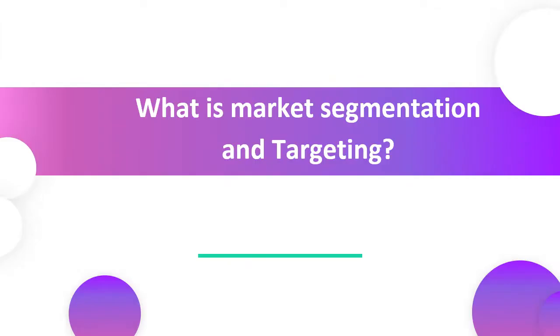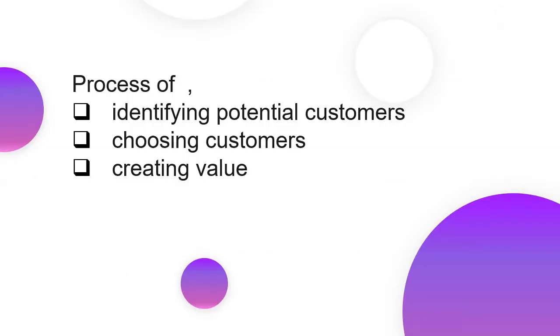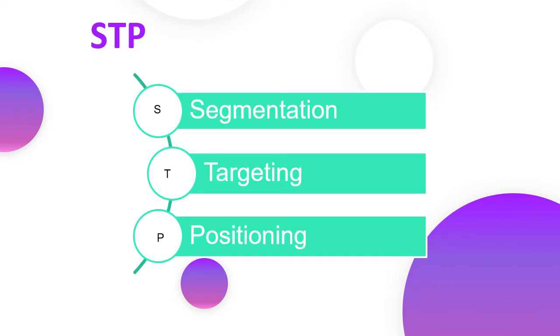First, we have to know what is market segmentation and targeting. Market segmentation and targeting refer to the process of identifying companies' potential customers, choosing the customers to pursue, and creating value for the targeted customers. It is achieved through three processes that are segmentation, targeting, and positioning. This is known as STP process.